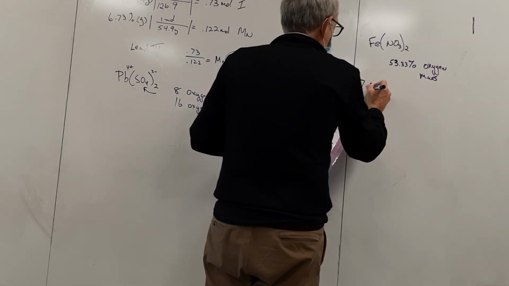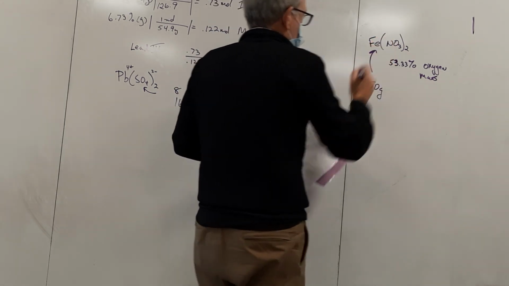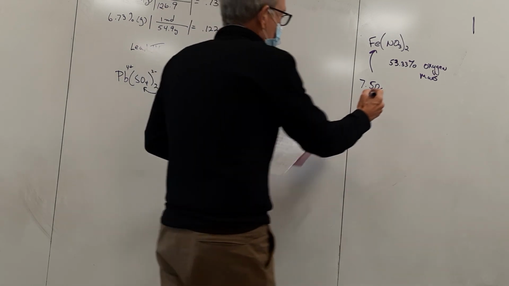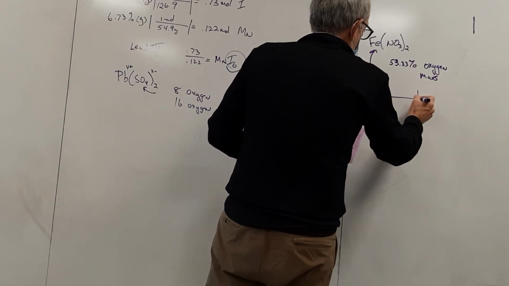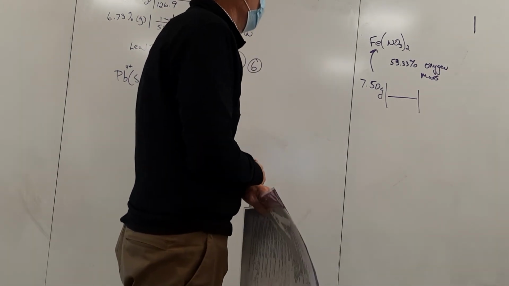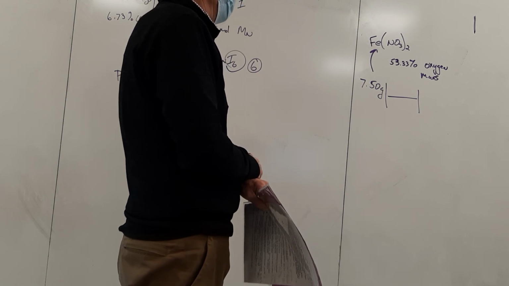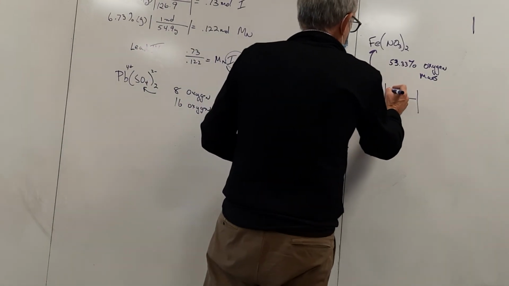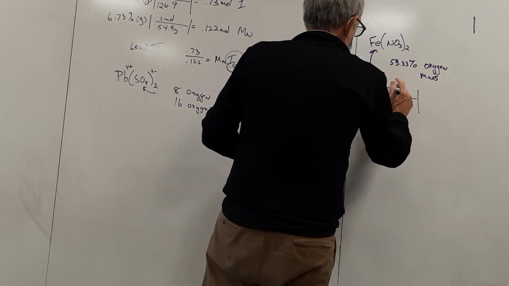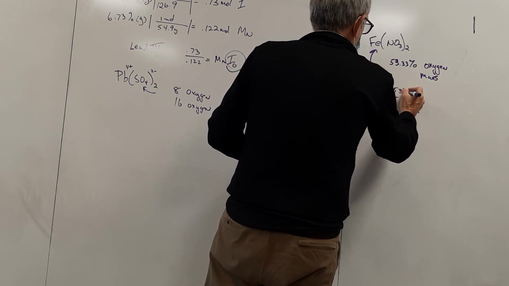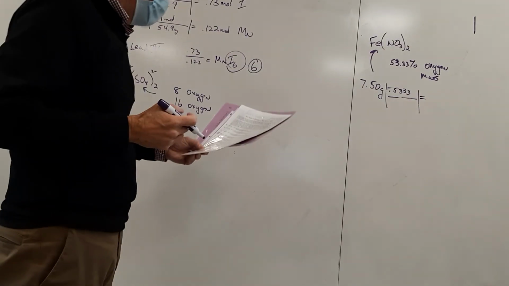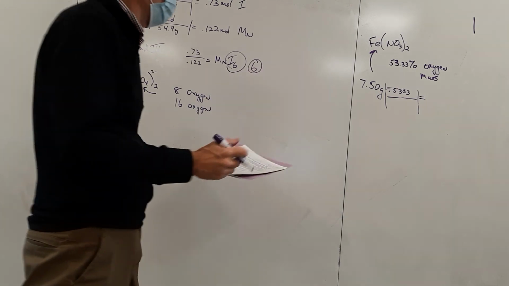So I have 7.50 grams of this whole thing. Now all I have to do is find out what is the percentage of oxygen in that. It's 53.33% oxygen. Oh, so they just told me that. How good is that? So I just multiply by 53.33. Well, it's percent, so it would be 0.5333. And that would give me whatever the answer is, which I believe is 4.